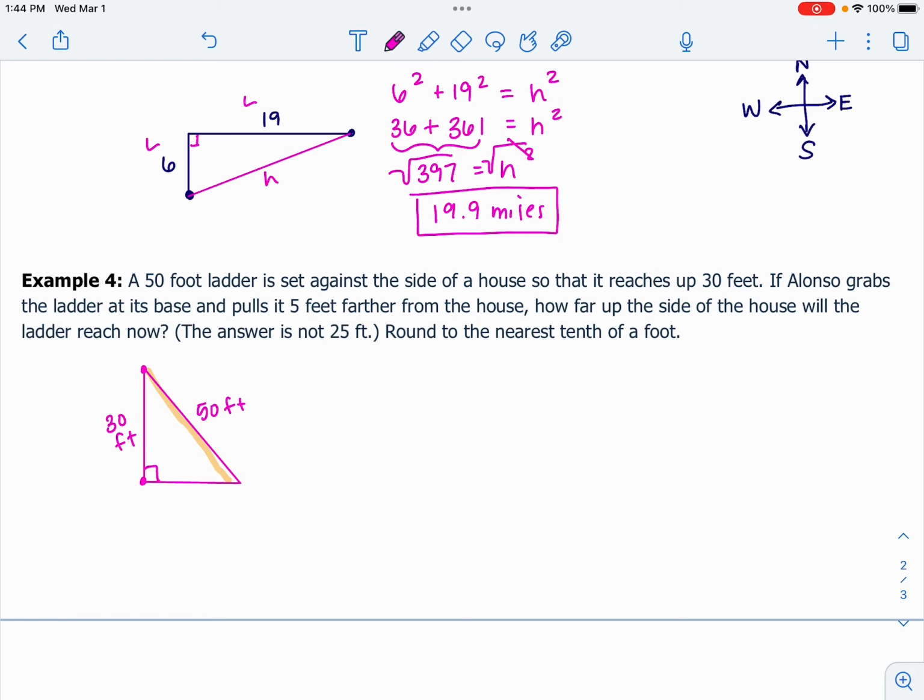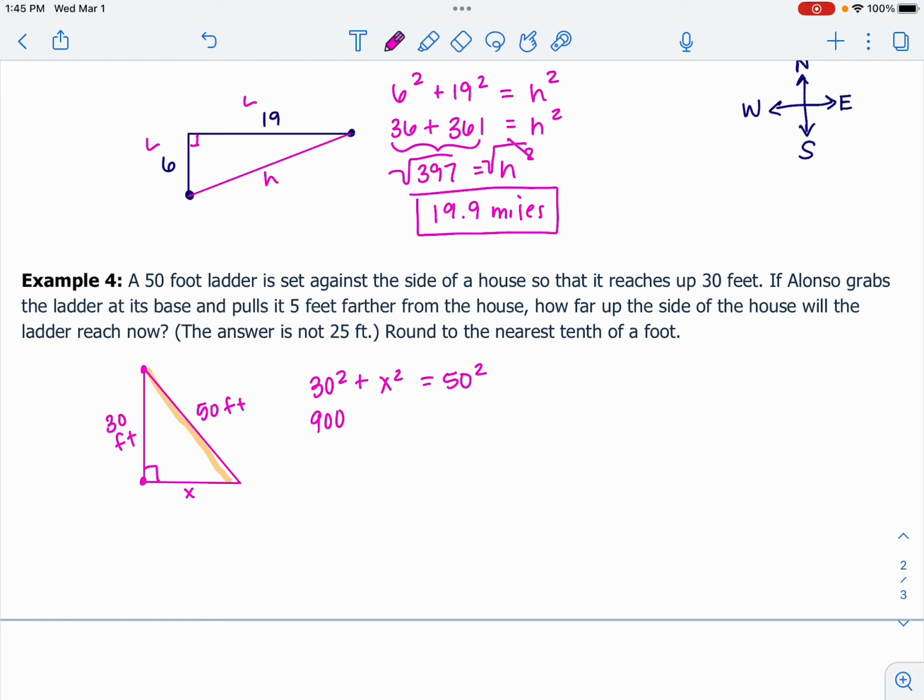Now, don't even pay attention to the rest of the problem for right now. Before we worry about him grabbing the ladder and pulling it 5 feet further, we need to know how many feet it starts out as away from my house. So we're going to have to actually do Pythagorean theorem twice in this problem. That's why it's a little bit tricky. But I wanted to make sure we went over it because on the Delta Math word problems, you might come across one that's kind of like this. So I have my hypotenuse is 50. My legs are 30 and x. So I'm going to plug those in to Pythagorean theorem.